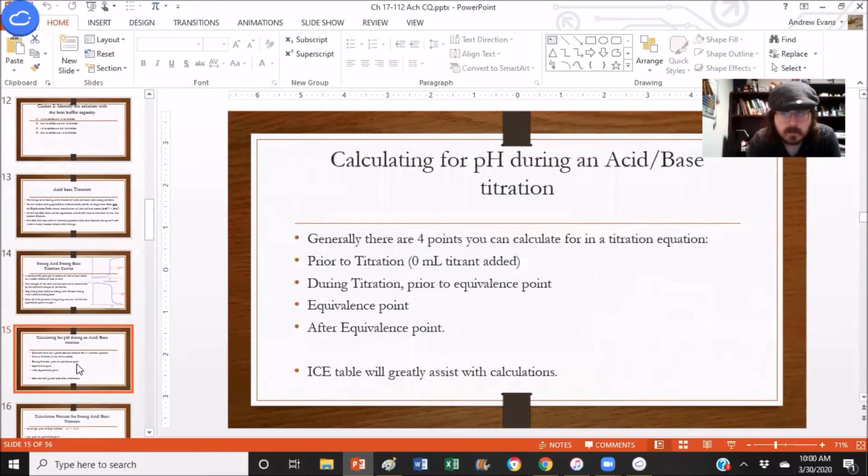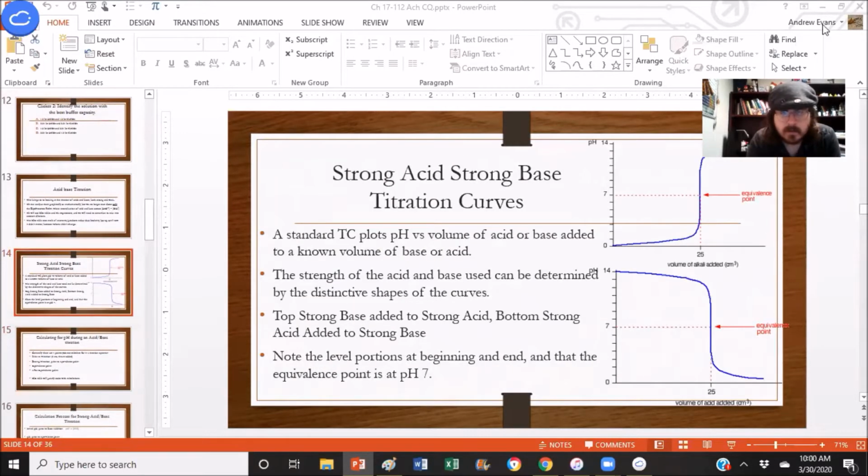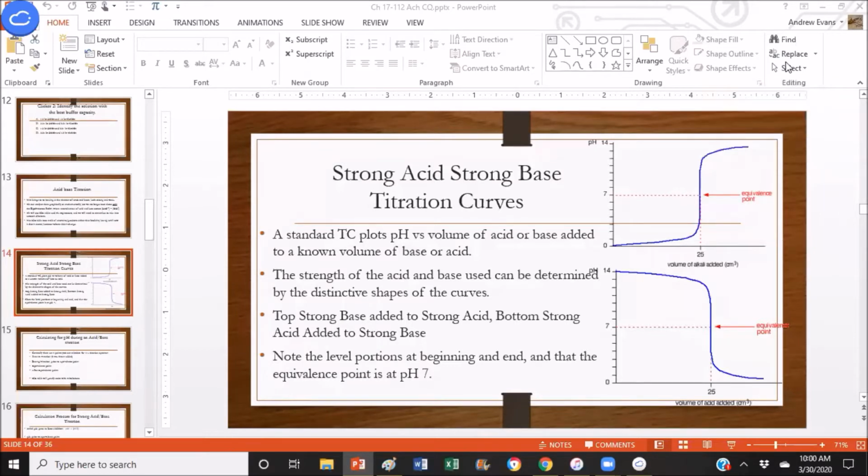Last class we talked about how to do a buffer problem. We also talked about acid-base titration. We started looking at the curve for a strong acid, strong base titration. You see really sharp lines, and the equivalence point in the middle is right here at 7, and it's sharp up here.